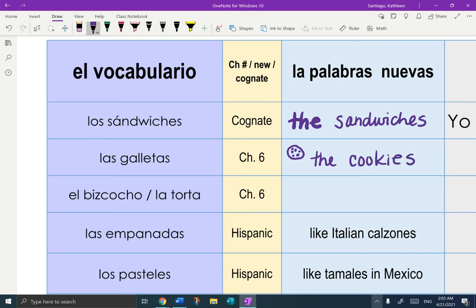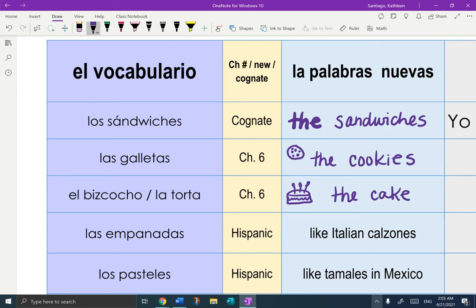El bizcocho, or you might hear la torta. Again, that's from chapter 6. El bizcocho or la torta. Okay, it might be fancier. Okay, the cake.